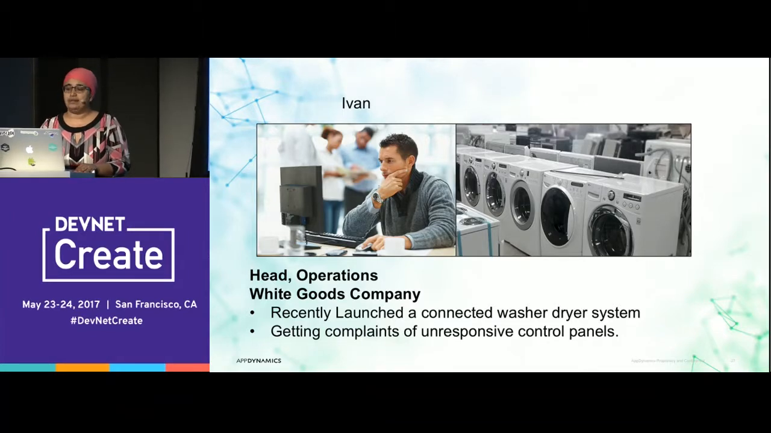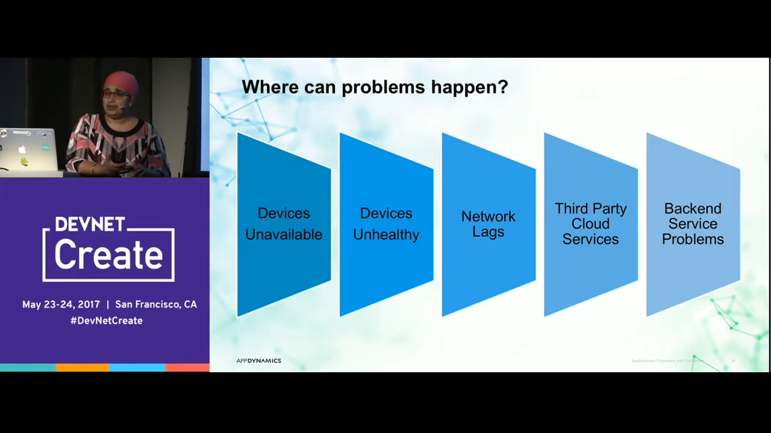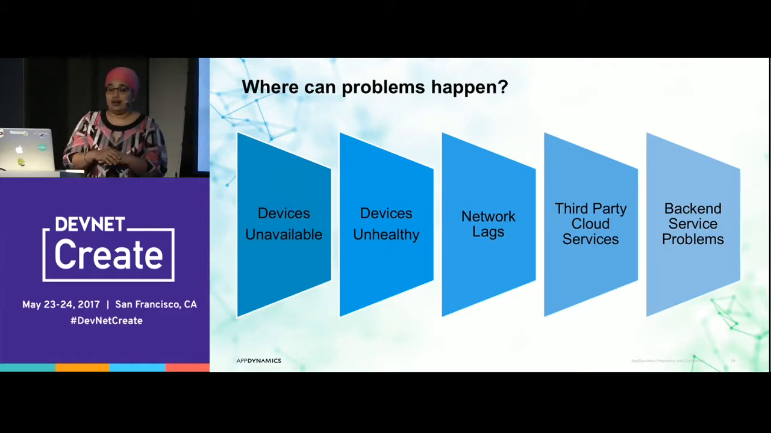So where can problems happen? On the device side, devices become unavailable. They can lose connectivity. They can lose power. Devices become unhealthy. There is a memory leak somewhere. You're running out of CPU. This could be a connected car where there are multiple apps, and another app, not your own, is misbehaving and is bringing down the performance of your system.